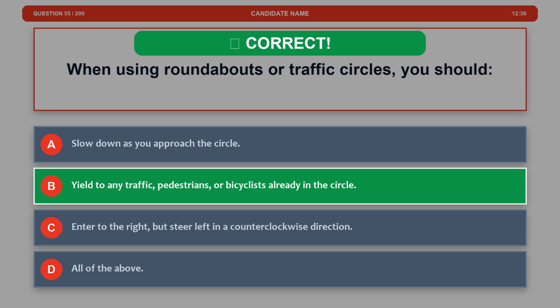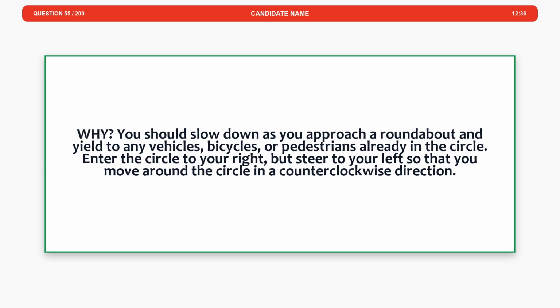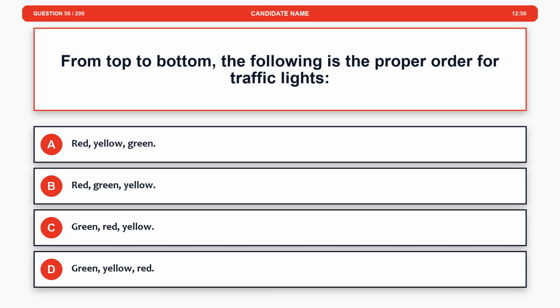The correct answer is option B. Yield to any traffic, pedestrians, or bicyclists already in the circle. Explanation. You should slow down as you approach a roundabout and yield to any vehicles, bicycles, or pedestrians already in the circle. Enter the circle to your right, but steer to your left so that you move around the circle in a counterclockwise direction.